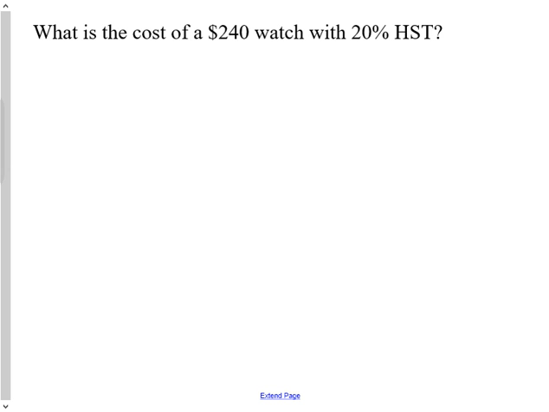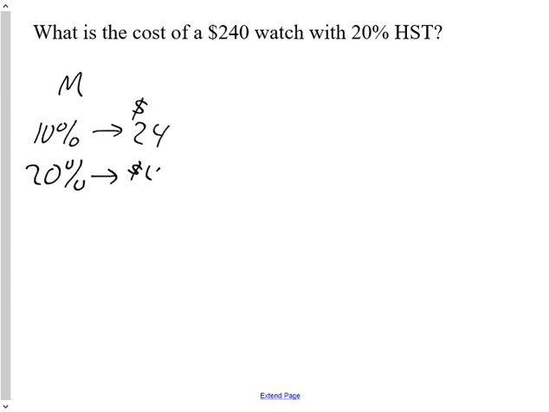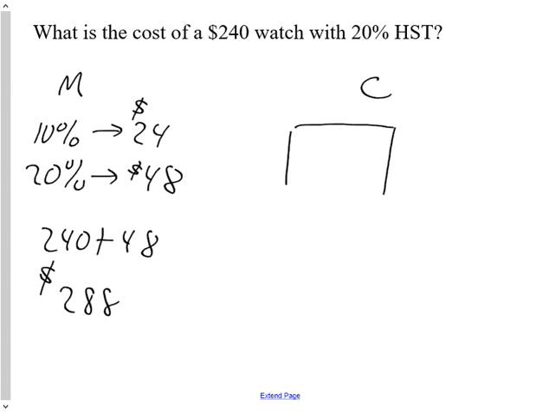The next question, similar but different. What's the cost of a $240 watch with 20% HST? Well, mentally, 10% of $240 is $24. So doubling that, 20% would be how much money? $48. Take your $240 watch, add on to it your $48, your final price, mentally, of that watch with 20% HST is $288.